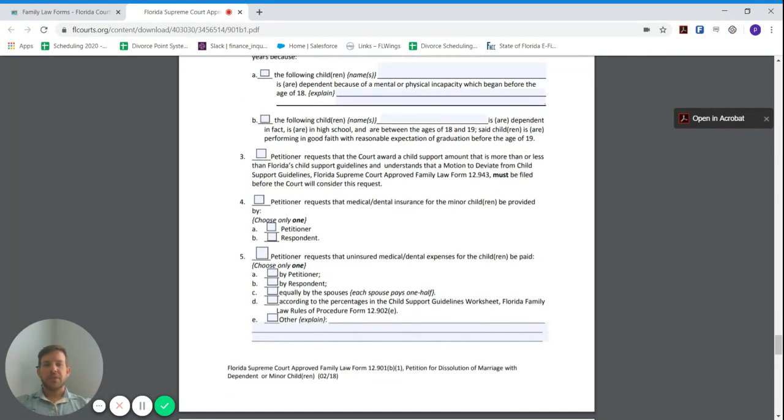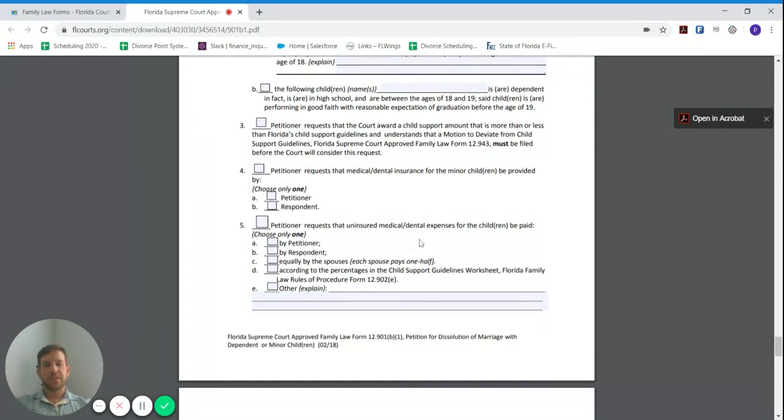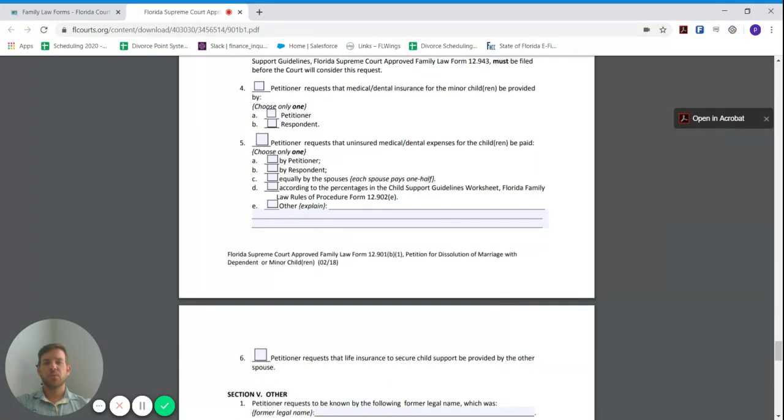Next, we've got whether or not you're asking for medical or dental insurance. Of course, you should ask for that. Then, how you want the medical or dental expenses to be paid. Usually, this is what the court is going to order according to the percentages of the child support guideline, or what we call a pro rata split, meaning there might be 60-40. One party makes 60% of the net income, the other party makes 40% of the net income. So we divide it up consistent with your net incomes.